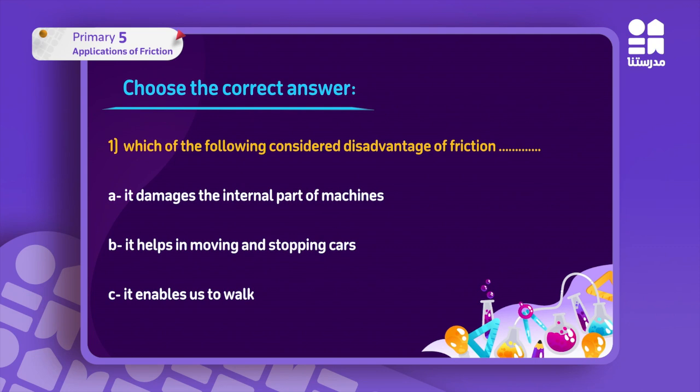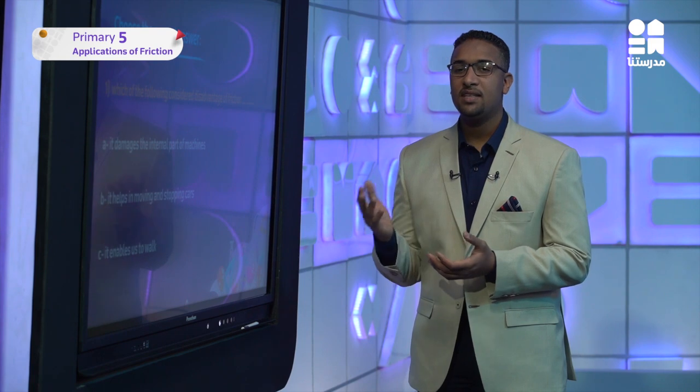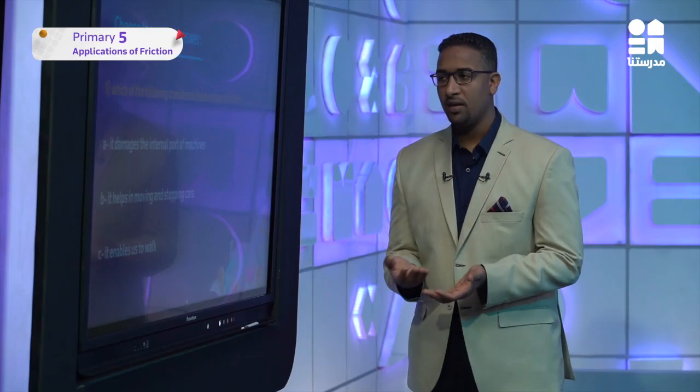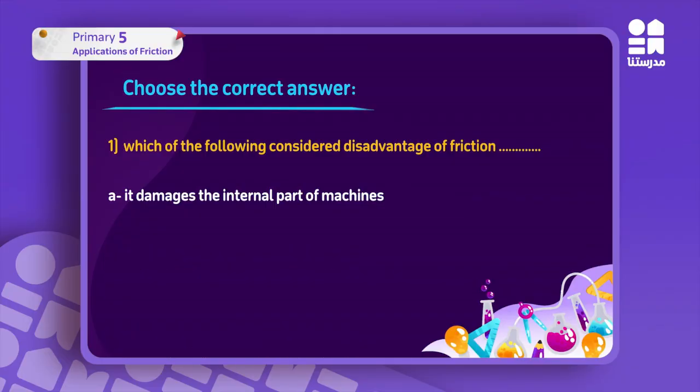Which of the following is considered a disadvantage of friction? So A, it damages the internal parts of machines. بتبوظ الأجزاء الداخلية للآلات. B, it helps in moving and stopping cars. C, it enables us to walk. ولا بتسمح لنا ان احنا نتحرك او بتخلينا نقدر نتحرك. Which one is a disadvantage? Which one is bad? So of course the first one, damaging internal parts of machines, is a bad thing, so it is one of the disadvantages of friction. So the answer will be A.